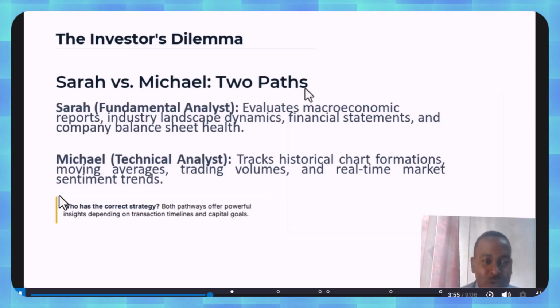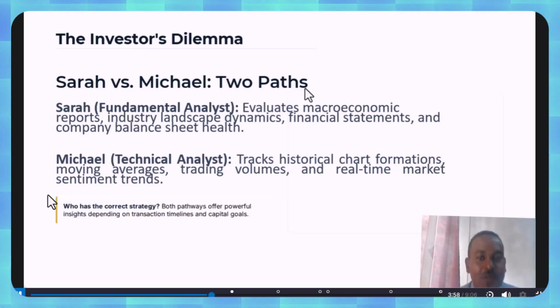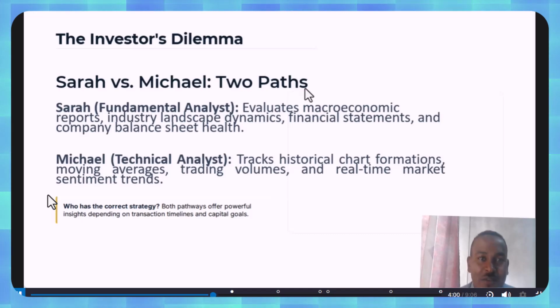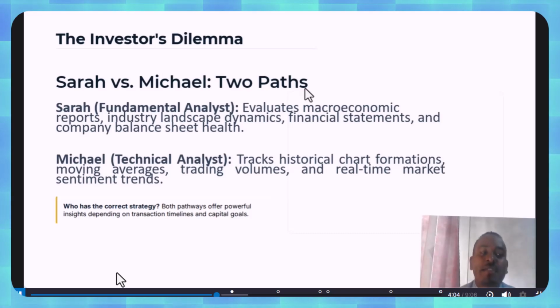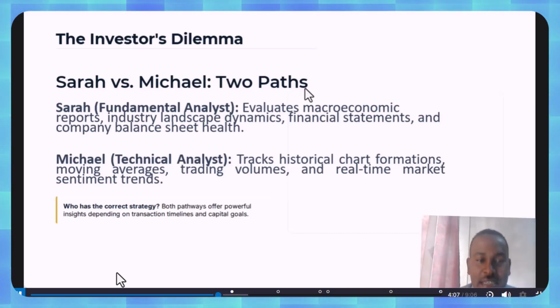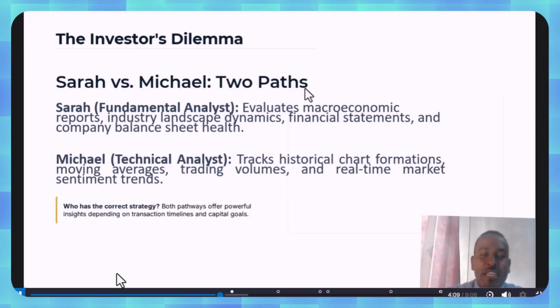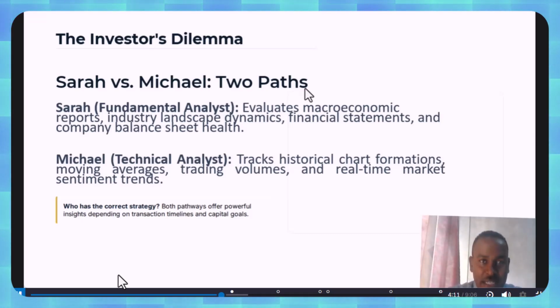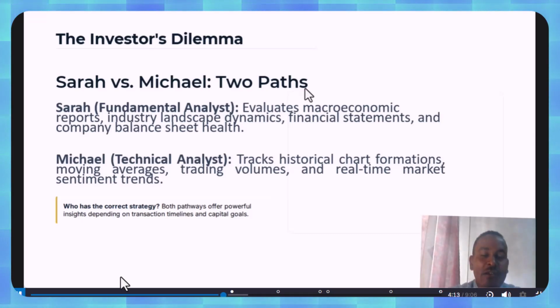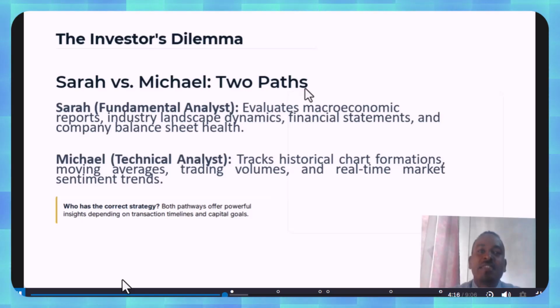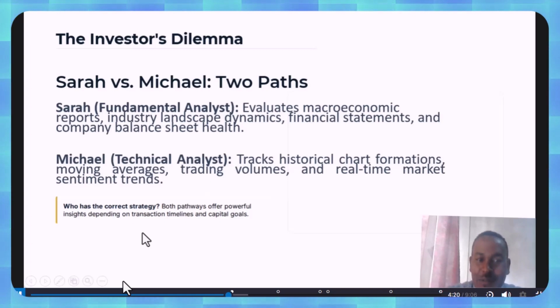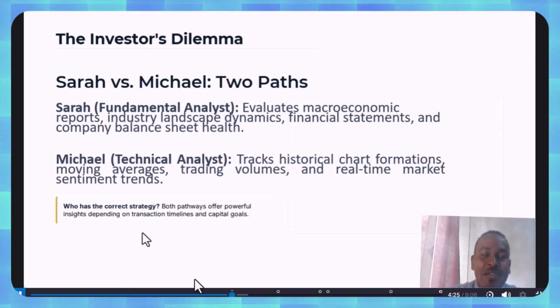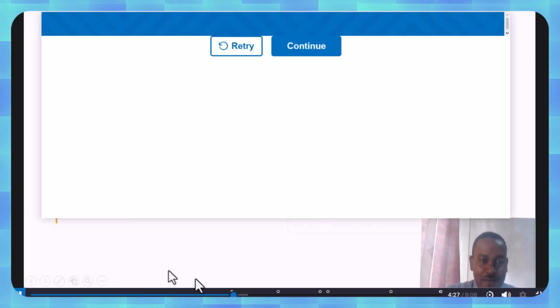What is Michael's approach? He is a technical analyst. So he tracks historical chart formation, moving averages, trading volumes, and real-time market sentiment trends. So Michael determines simply short-term market prices, whereas Sarah determines long-term stable intrinsic value or true value. Who has the correct strategy? This is the question. Both pathways offer powerful insights depending on transaction timelines and capital goals.